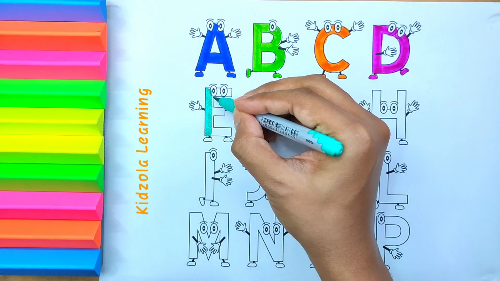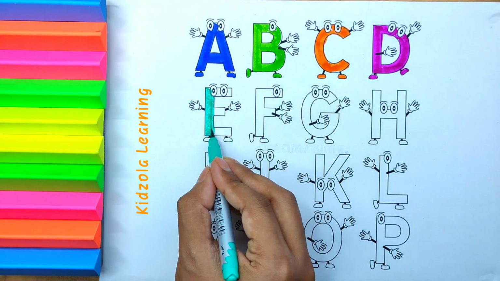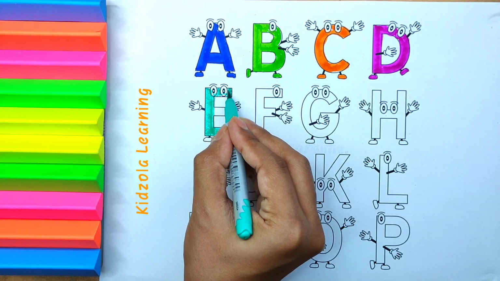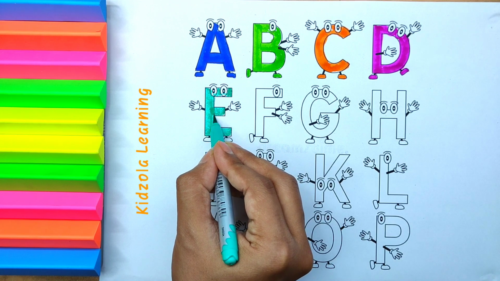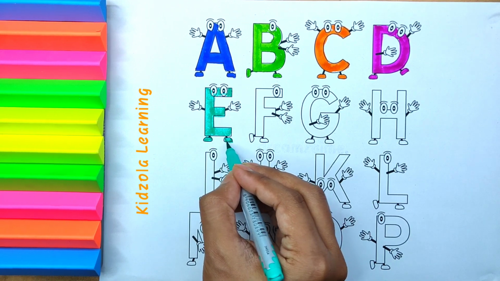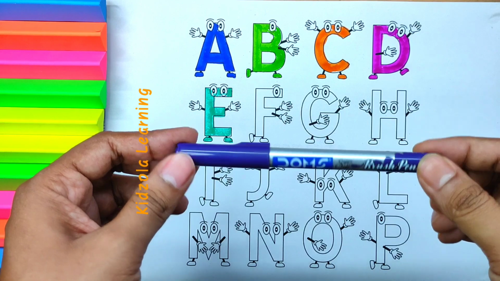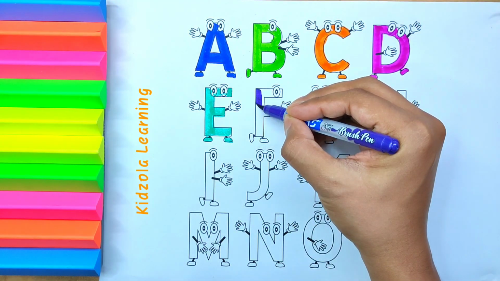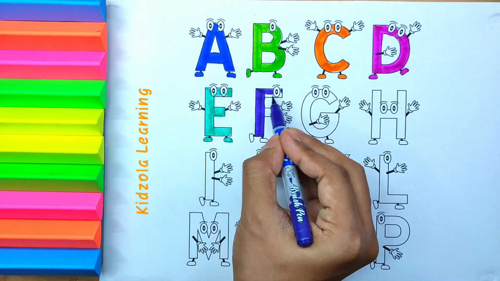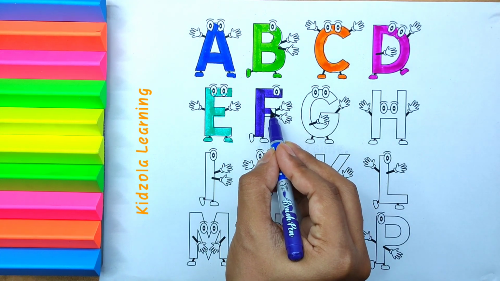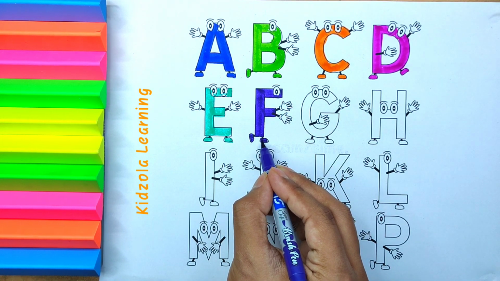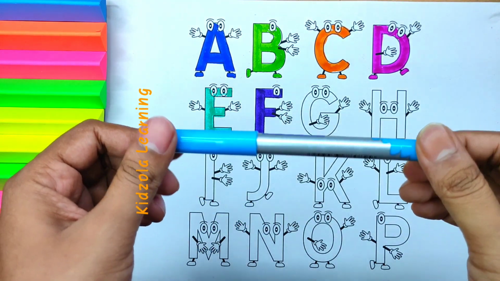E for elephant. Violet color. F for fish. Sky blue color.